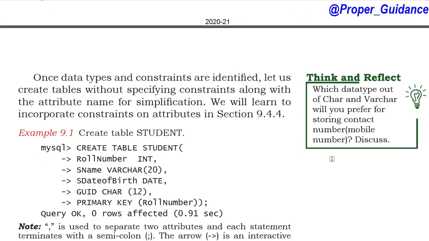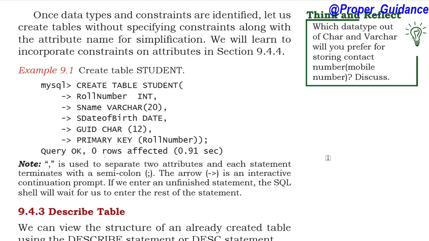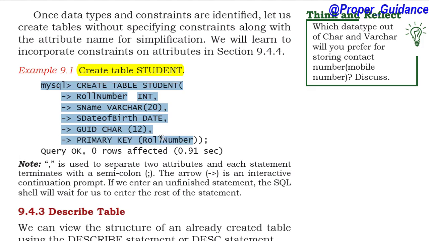Okay. After that, once data types and constraints are identified, let us create tables without specifying constraints along with the attribute name for simplification. We will learn to incorporate constraints on attributes in section 9.4.4. Create table student. We are creating a table here. MySQL, create table student, roll number int, comma, S name varchar 20, comma, S date of birth date, comma, GUID char 12, comma, primary key roll number, semicolon.